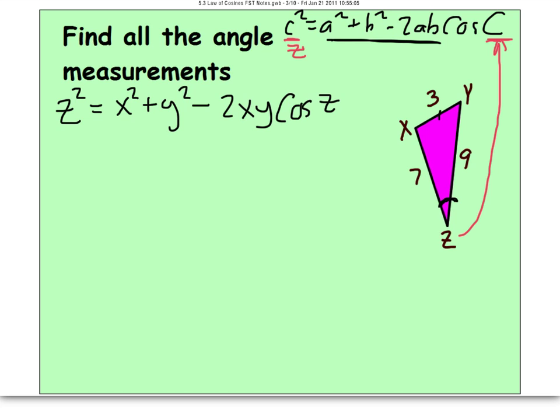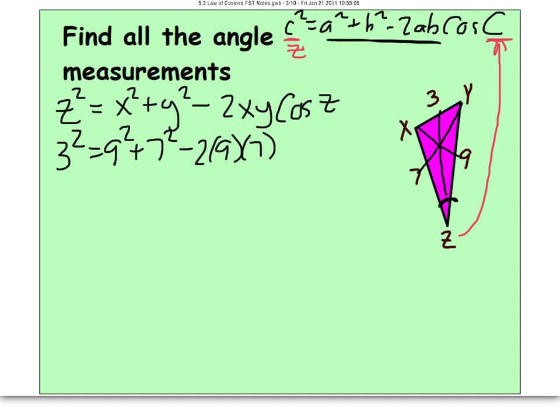So let's associate again. The 3 goes with the Z, the y is the 7, the x is the 9. Let's fill in the information. Z is 3, x is 9, again y is 7. Then we're going to do minus 2 times those two numbers. And this time we don't know the cosine of Z, so we keep this with the variable. And then we'll simplify. So 3 squared is 9. This is going to be 81 plus 49. 7 times 9 is 63, times 2 is going to be 126.